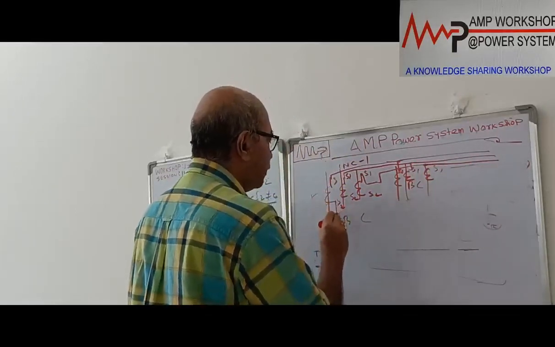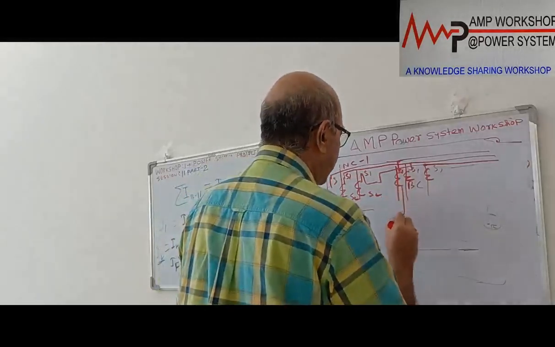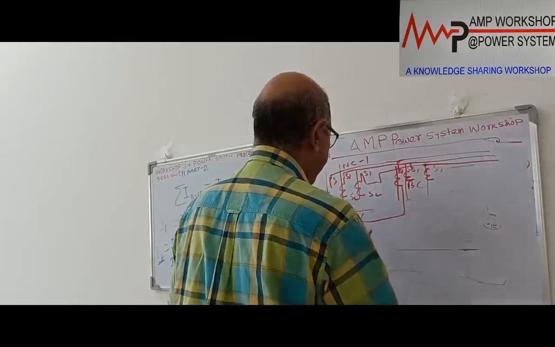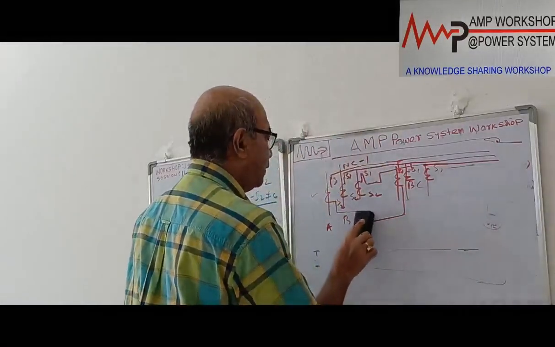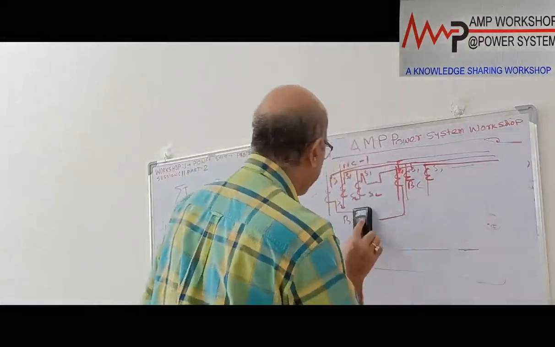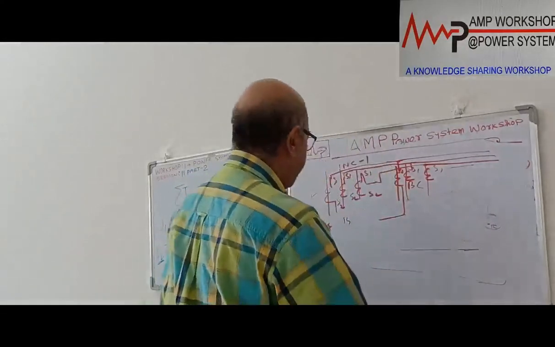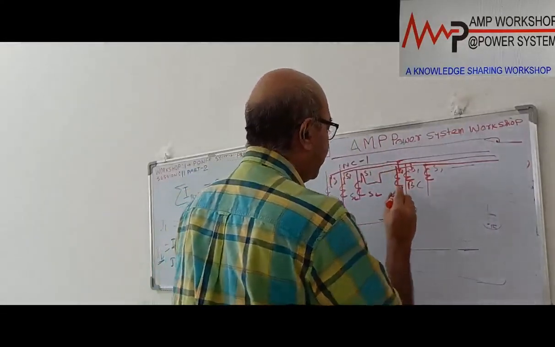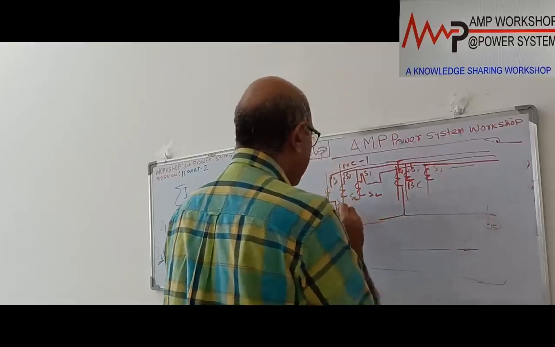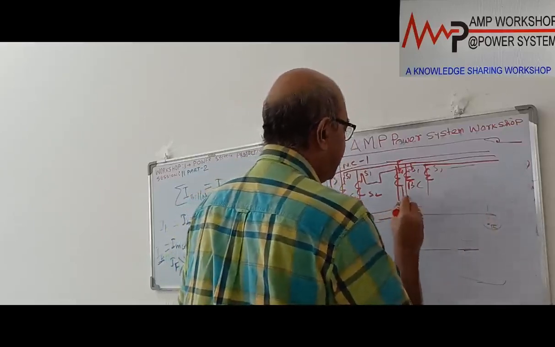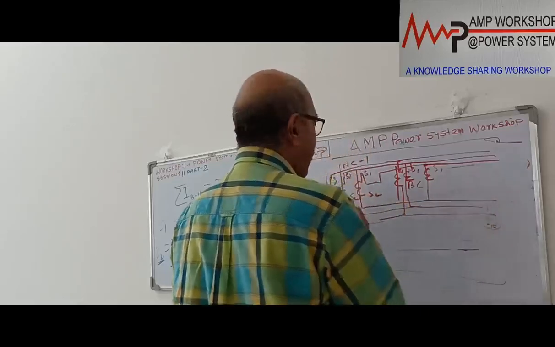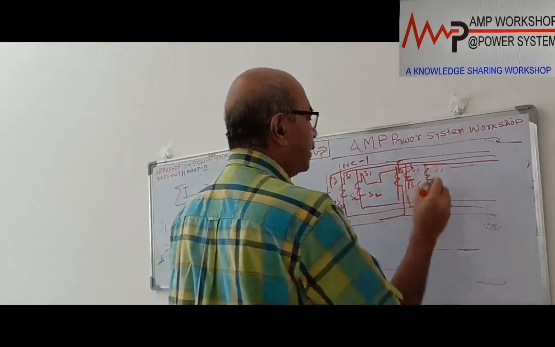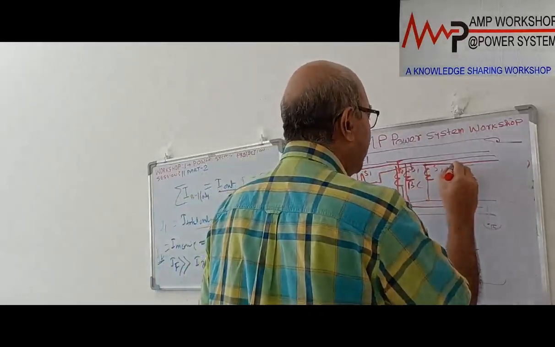This A phase CT S2 and this A phase CT S2 will be connected together. This A phase CT is connected over here, and then it is going. Similarly, this B phase CT and this B phase CT are connected over here. C phase CT and C phase CT are connected over here. And then similarly here, these are 3. Now this relay is connected in between.